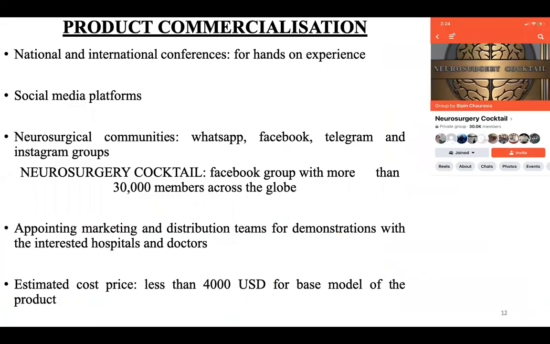For commercializing the product, we intend to place our device at national and international conferences for hands-on experience. We also intend to publicize our device on social media platforms. We aim at appointing marketing and distributing teams for demonstrations with the interested hospitals and doctors. And the estimated cost price of the device is less than $4,000 US for the base model of the device.